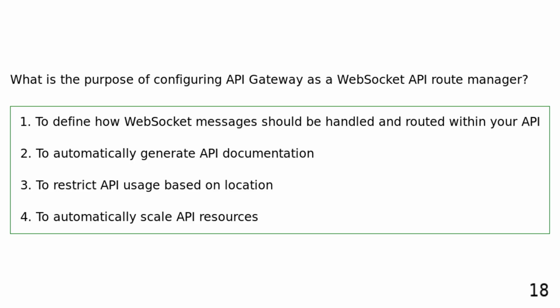What is the purpose of configuring API Gateway as a WebSocket API route manager? To define how WebSocket messages should be handled and routed within your API. To automatically generate API documentation. To restrict API usage based on location. To automatically scale API resources.